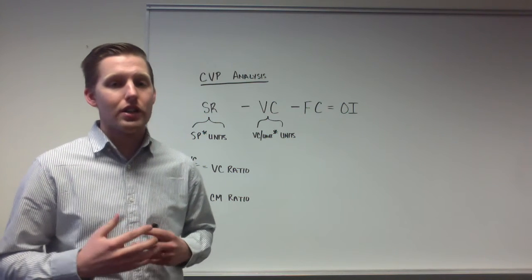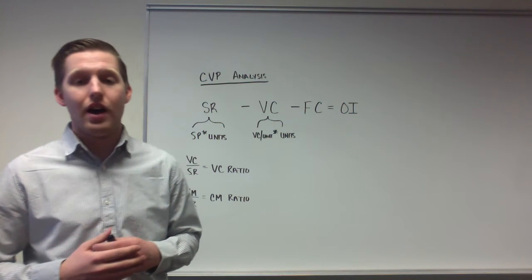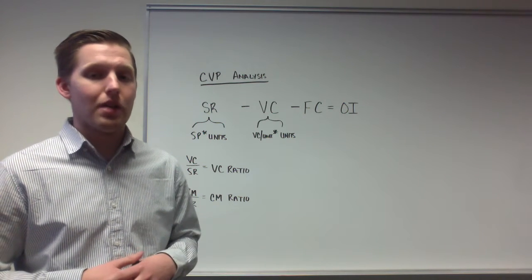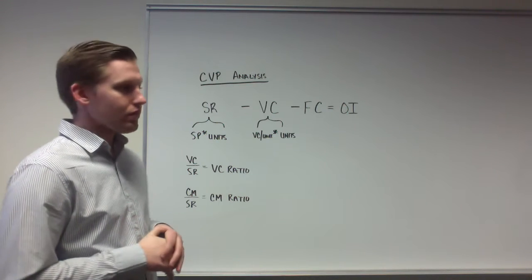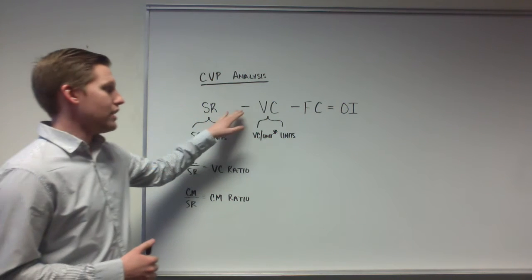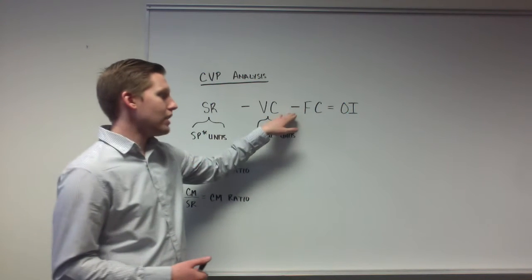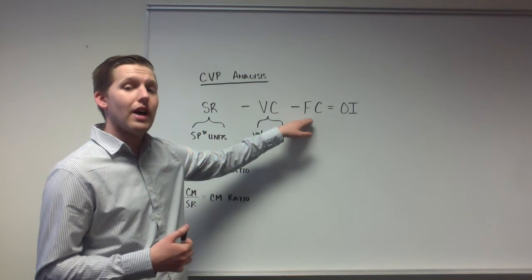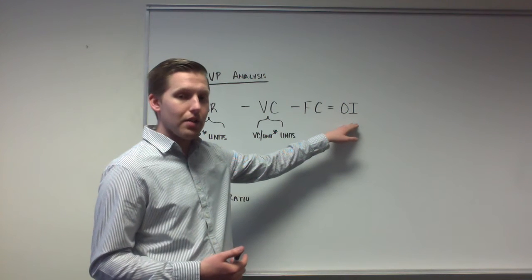So I'm going to try to break this down and present to you a framework that I have found helpful not only for me but also for other students as I've taught this to them in the past. And so we're going to talk about cost, volume, profit analysis. The basic equation is sales revenue minus the costs that we've classified as variable costs minus our costs that we've classified as fixed costs, and that gives us our operating income.